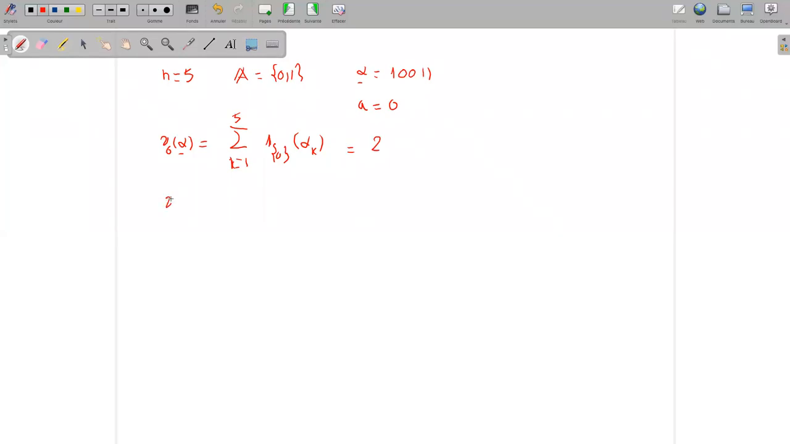And if I take mu one of alpha, exactly the same, and here I have to change, and here I have 3. So you see that the sum of mu a of alpha is always equal to N.